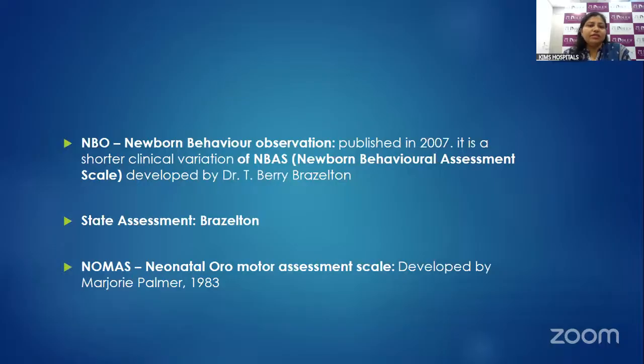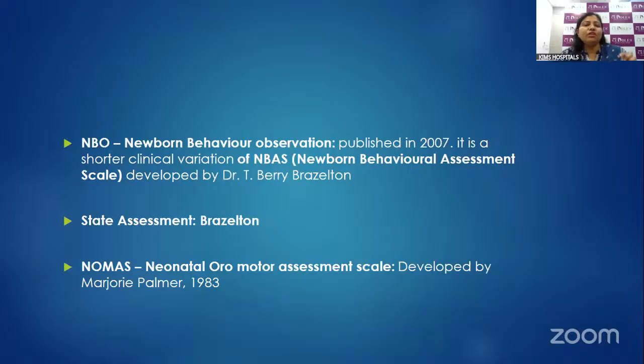Then there is also an assessment from Brazelton, that is the state assessment. Basically, it's not an assessment. You come to know what the state of the child is right now. Like the child is sleepy, drowsy, alert, active alert, or crying. All these states have a proper description, which you can read in detail, and understand which state the child is in right now.